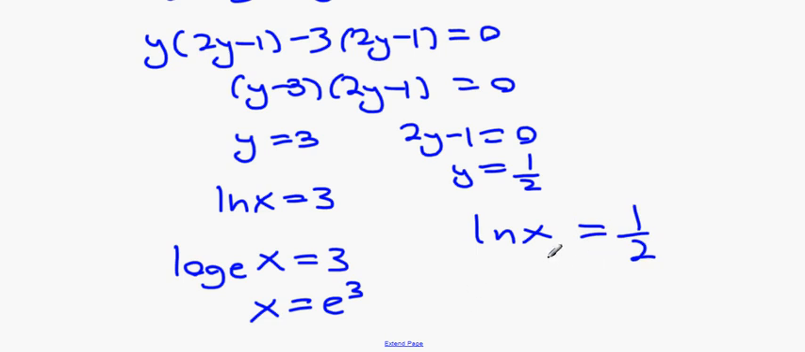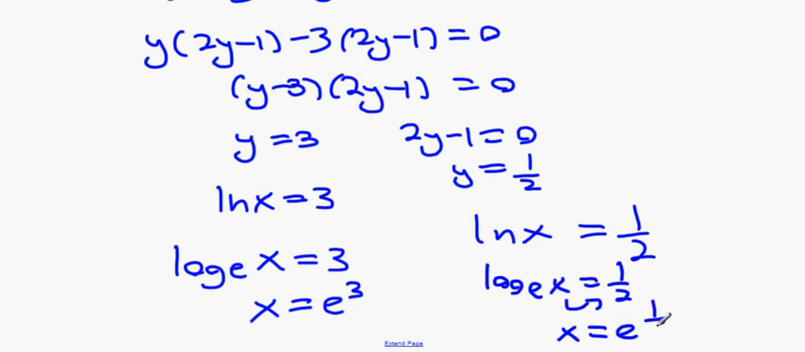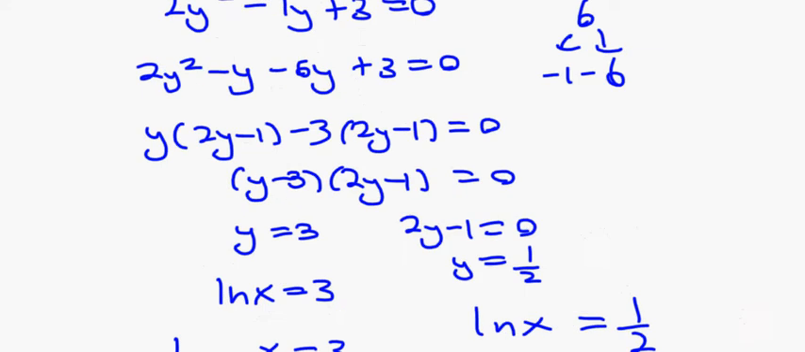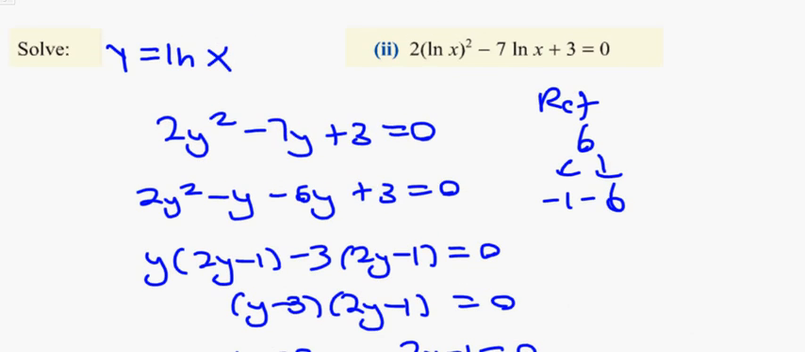And then likewise, this means log to the base e of x equals a half. Therefore, bring the e up. It's going to be x equals e to the power of a half. And we all know e to the power of half means the square root of e. Okay, so that's the answer to that question there. Next one.